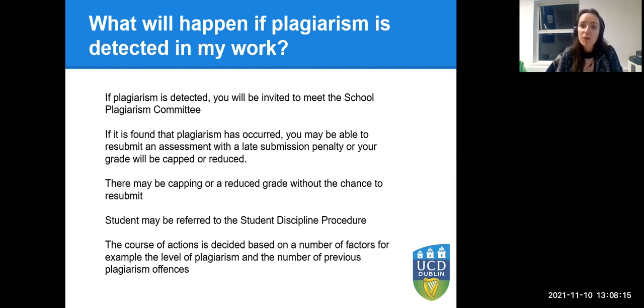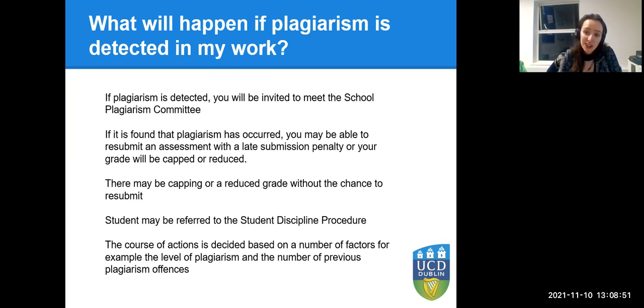So what will happen if plagiarism is detected? If plagiarism is detected in your work, you'll be invited to meet the school plagiarism committee. And if it's confirmed that plagiarism has occurred, you may be able to resubmit an assignment with a late submission penalty, or your grade will be capped or reduced. There may be capping and reducing of grades without the chance to resubmit. And you may be referred on to the student discipline procedure if that's required.